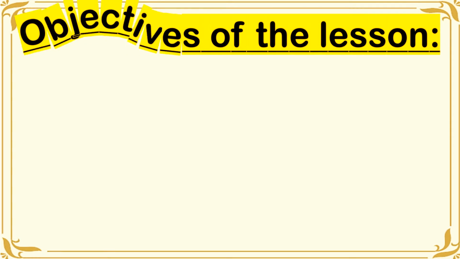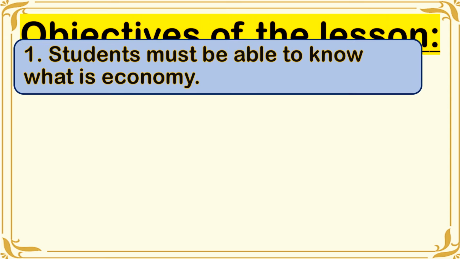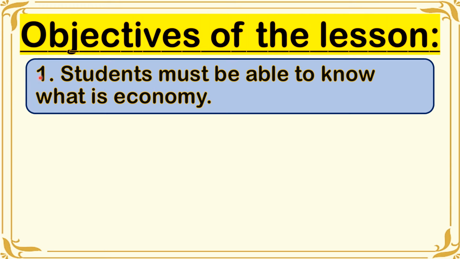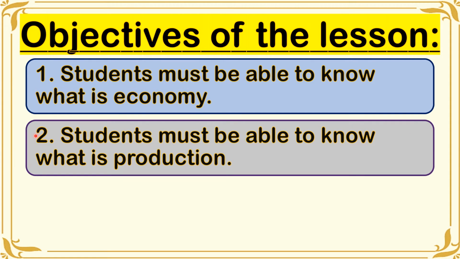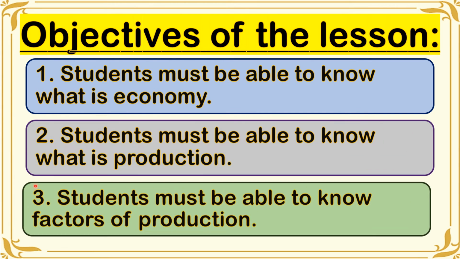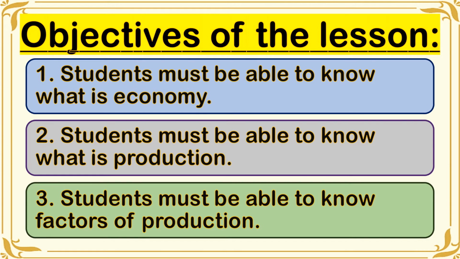The objectives of our lesson for today are the following. Number one, students must be able to know what is economy. Number two, students must be able to know what is production. And number three, students must be able to know factors of production. So at the end of the lesson, I expect that you guys already know what is economy, production, and the factors of production.